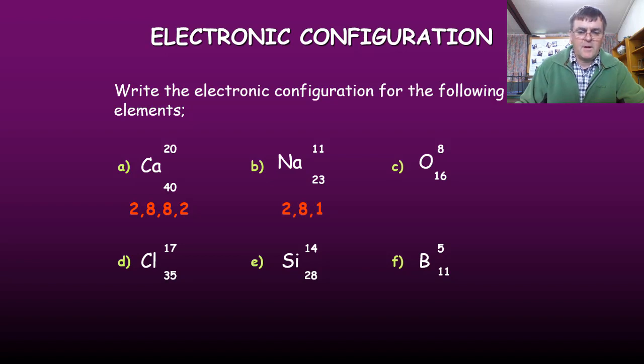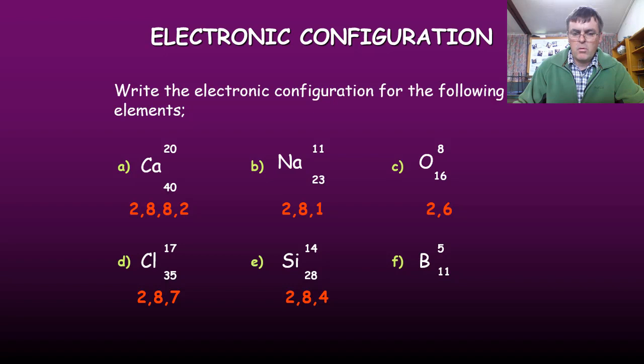Sodium has 11, so we've got 2, 8, 1, adds up to 11. Oxygen has 8: 2, 6. 2 and 6 add up to 8. 2 in the first shell, leftovers go into the next shell. Chlorine, 17 altogether: 2, 8, 7. Silicon is 14: 2, 8, 4 into the next shell.